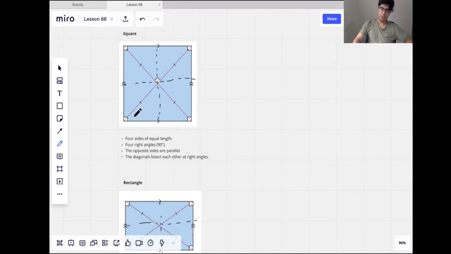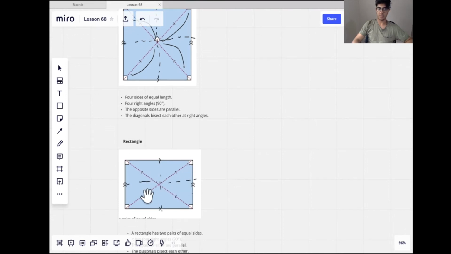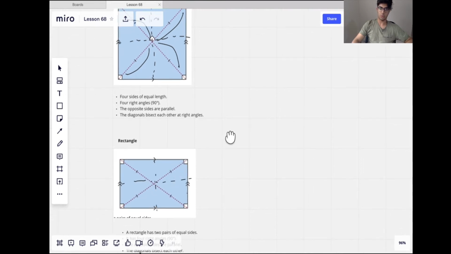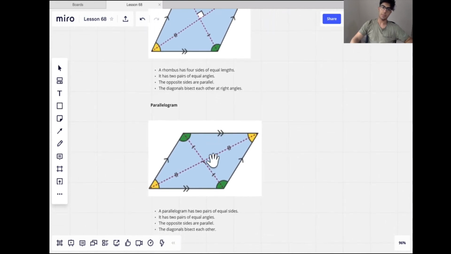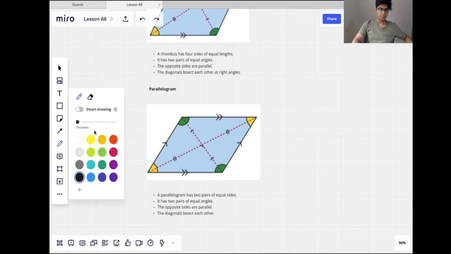So this length is equal to this length, and this length is equal to this length, and they're all equal to each other because it's a square. And a rectangle here also bisects the diagonals, in kind of two equal lengths. In this shape, it's not so much four equal lengths, but it's still bisecting, because this length is equal to this length, and this length here is equal to this length here.